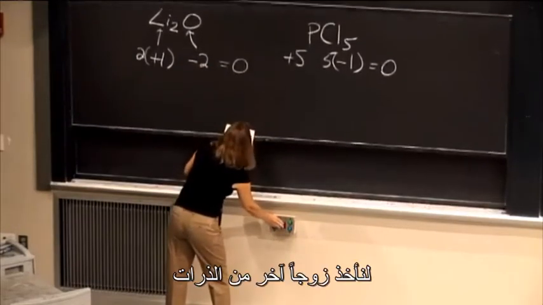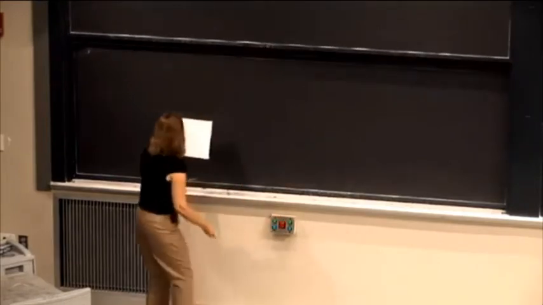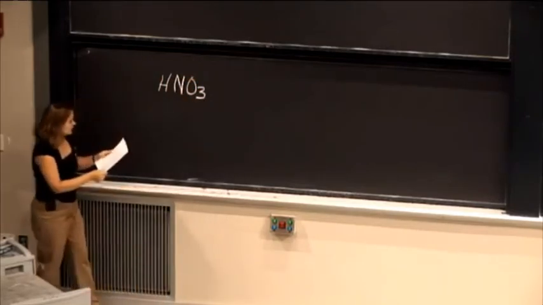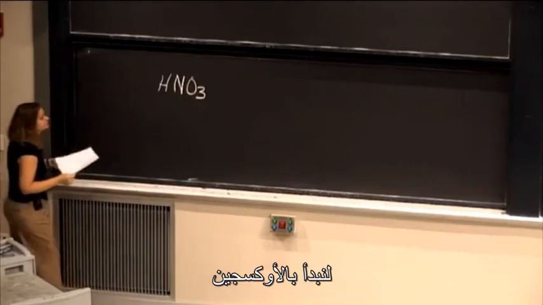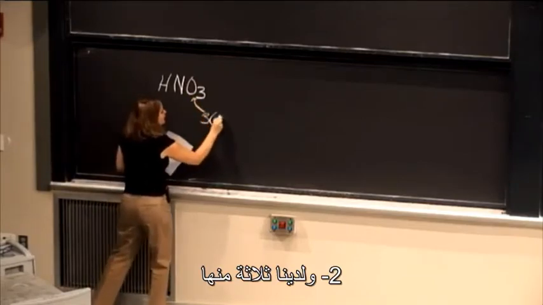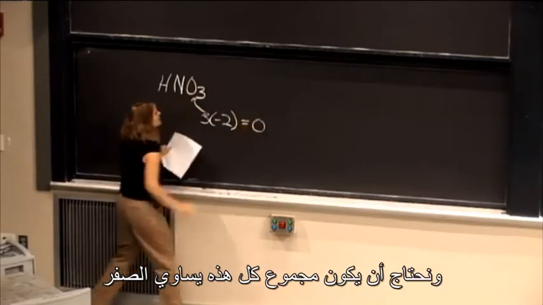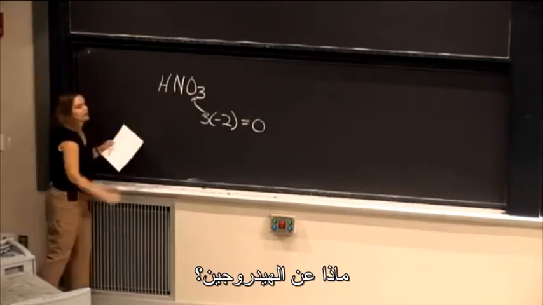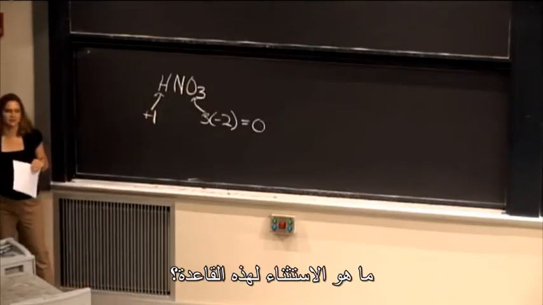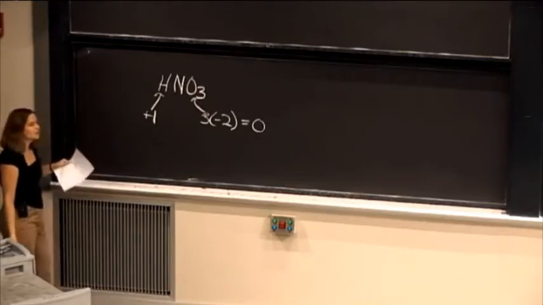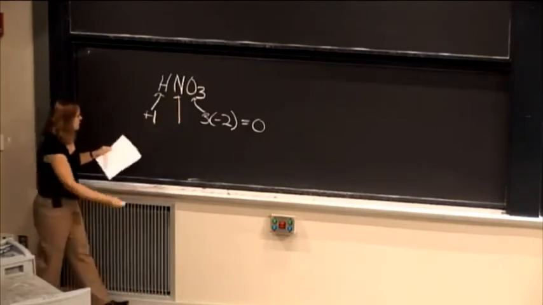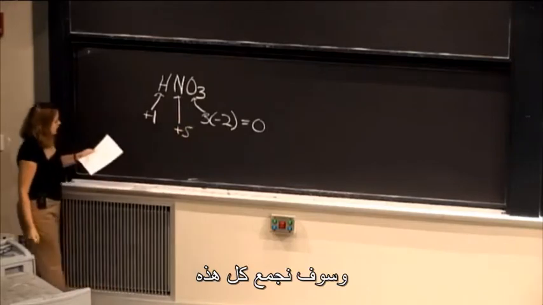So let's do a couple more. So what about HNO3? So let's start with oxygen. You told me about oxygen. What's oxygen going to be here? -2, and there are 3 of those. And we need to have this all add up to 0 again. So what about hydrogen? +1. What's the exception to that rule? When it's with a metal. So what does that leave for nitrogen? +5. And that'll all add up.